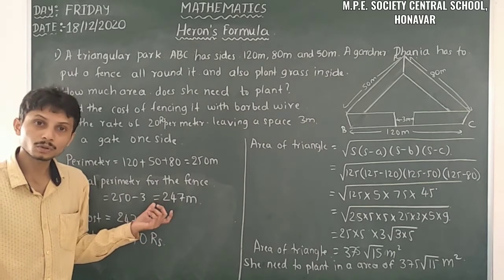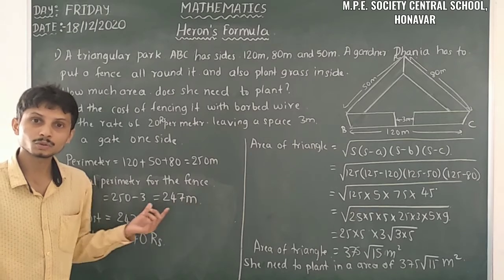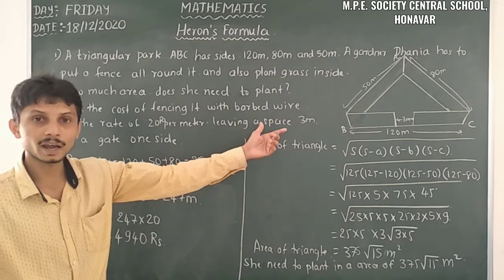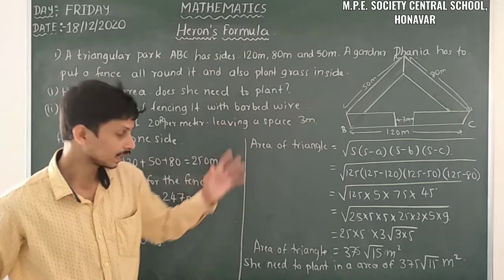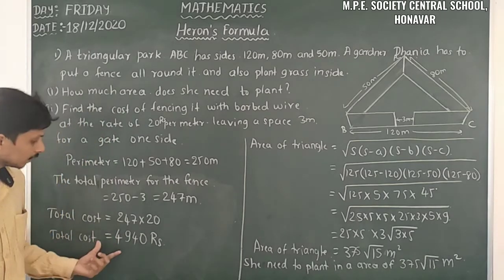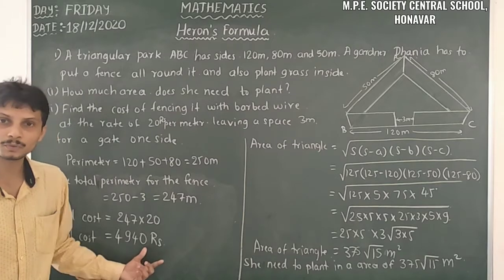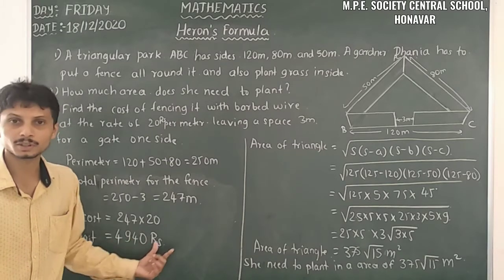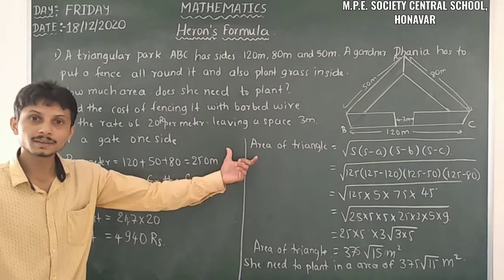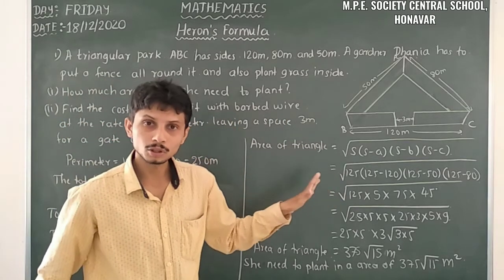So that means here totally 247 meter we have to fence, and 3 meter we have to leave for this gate, and for the fencing we need 4940. That means she has to pay 4940 rupees. That is 4940 rupees for this fencing. So this is the solution of this problem.